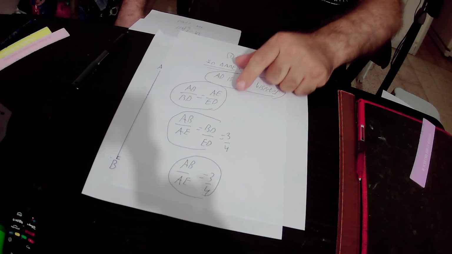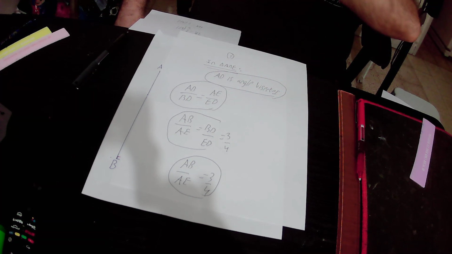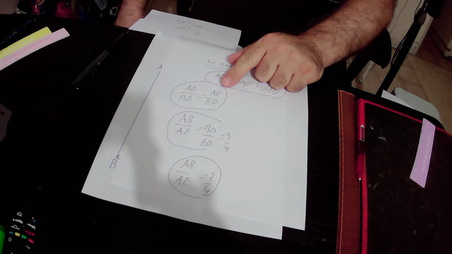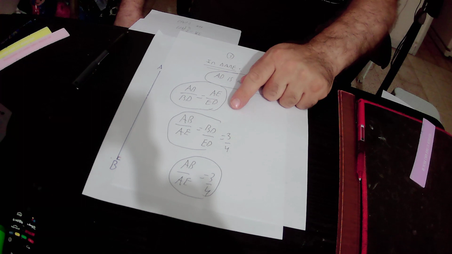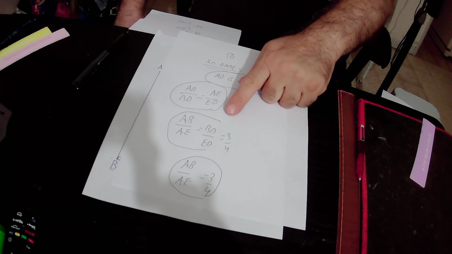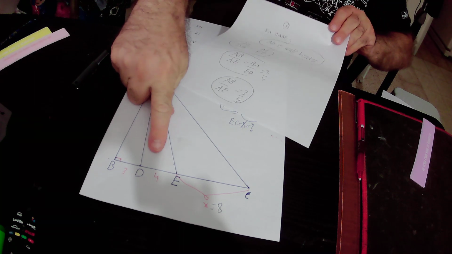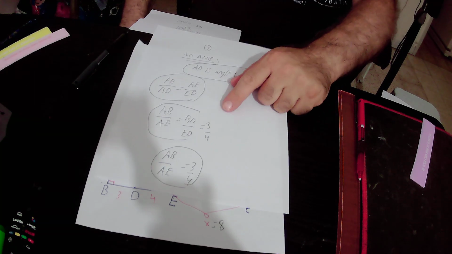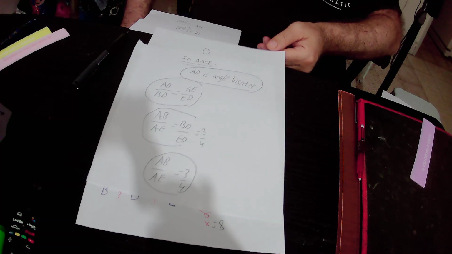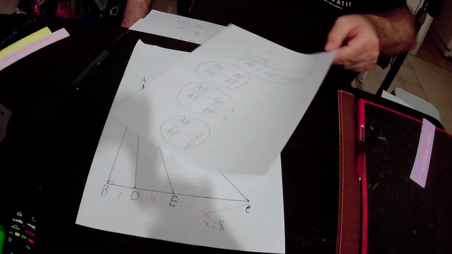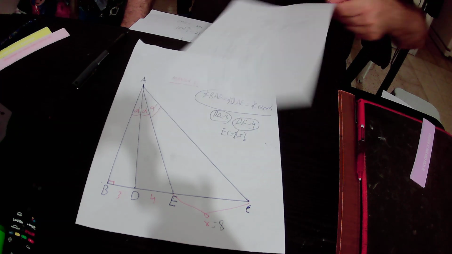So here we divided this equality by AE and then we multiplied it by BD, and we got that AB over AE equals BD over DE. But we know that BD equals 3 units and DE equals 4 units. So we will get that AB over AE equals 3 over 4. Again, AB over AE equals 3 over 4.